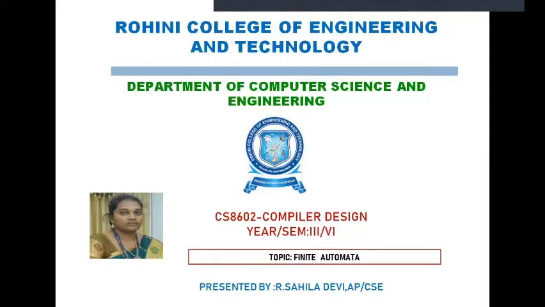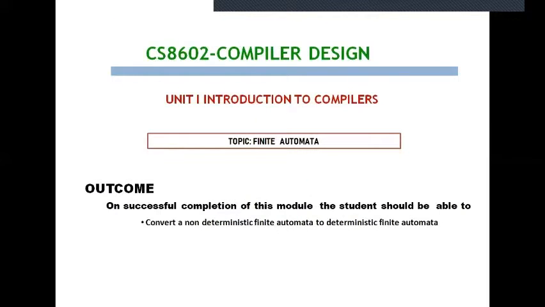Today we are going to discuss the subject CS8602 Compiler Design. In Compiler Design, Unit 1 is Introduction to Compilers. In this, we are going to discuss the topic Finite Automata. The outcome is, on successful completion of this module, the student should be able to convert a non-deterministic finite automata to deterministic finite automata.